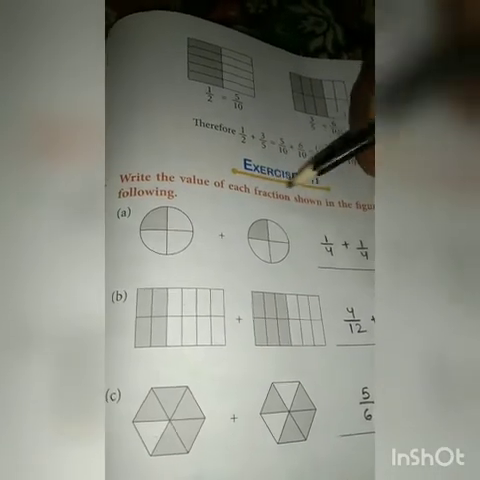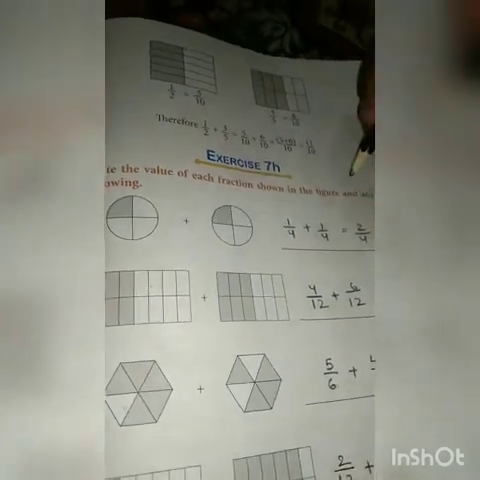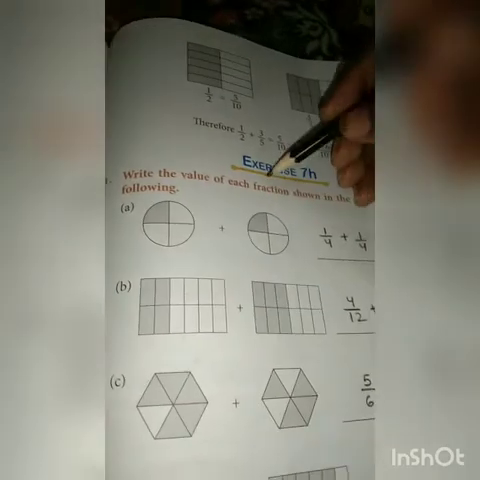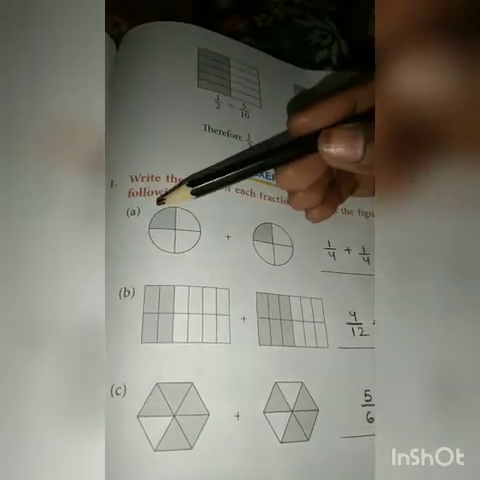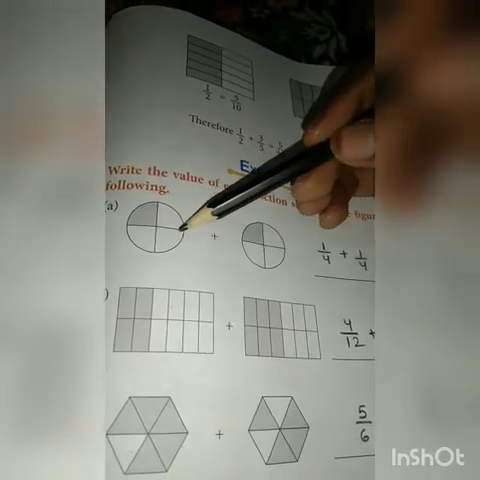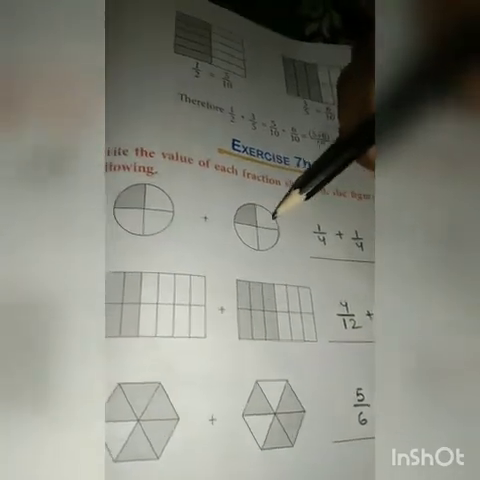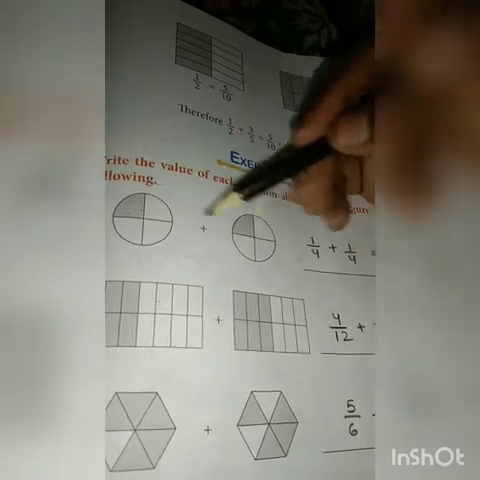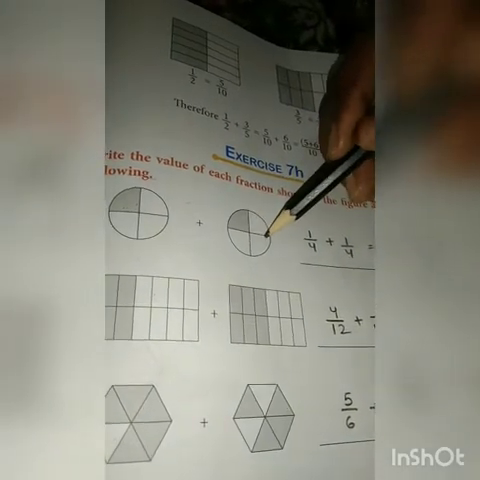So children, let's start doing the exercise. Exercise 7H, page number 139. The first question is, write the value of each fraction shown in the figure and add the following. In the first question A, we can see a total of 4 parts are given in both the figures, and one is shaded in this one and one is shaded in this figure also.